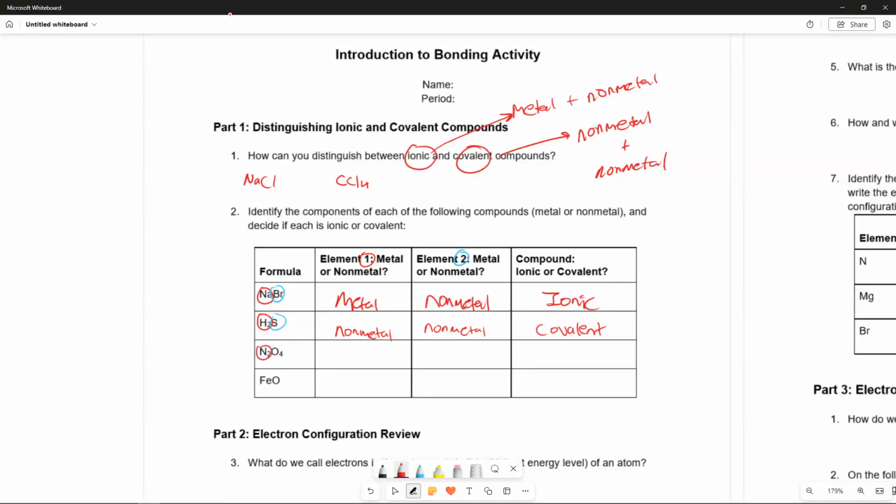Third example, N2O4. First element is N, second is O. Nitrogen is a nonmetal, and oxygen is also a nonmetal. Therefore, covalent. Alright, last question, FeO. We have Fe for the first element and O for the second element. The first one, Fe, iron, element 26, is a metal. Oxygen, the second element here, is a nonmetal. Therefore, it's ionic.